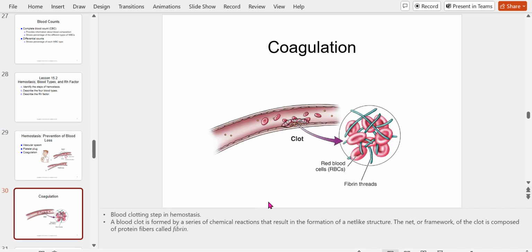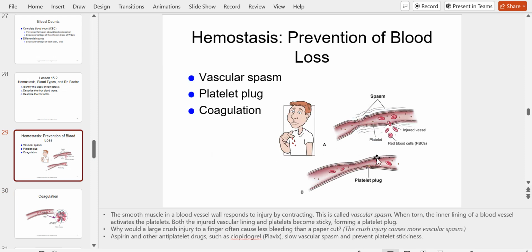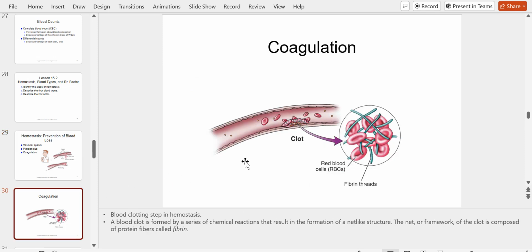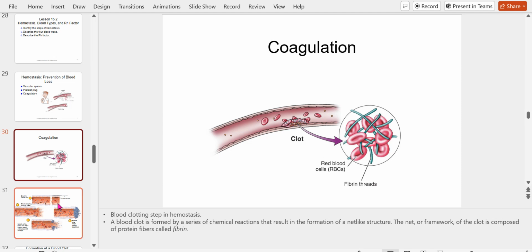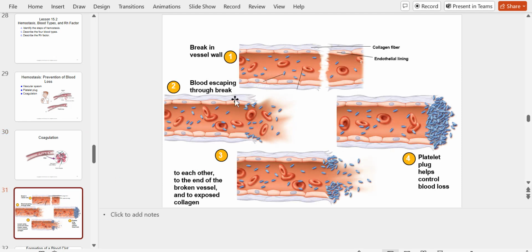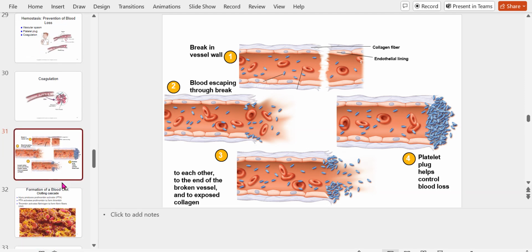So here's your coagulation. There's your fibrinogen threads. Just remember the cut. The blood is leaking. There's your platelet plug. And then we get blood coagulation. And then eventually a scab will form. Just another shot, kind of the same thing. You can see here there's a break in the vessel wall. And blood starts leaking through. Then you have the platelets. And then you have the fibrinogen, which helps to control the blood loss.